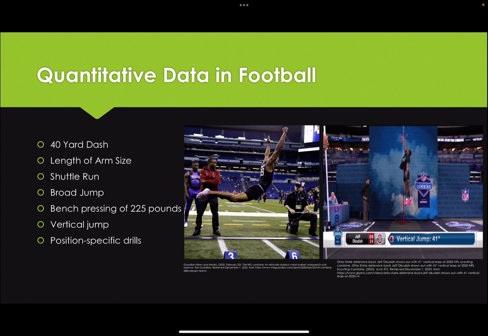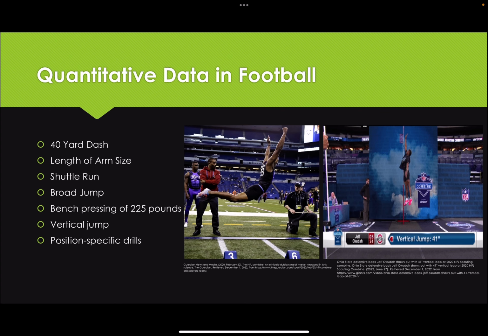All right, quantitative data in football is numbers, how they measure you. At the biggest stage, that's going to be the NFL and American football. They have a thing called the NFL Combine. So when you get to the Combine, they will time your 40-yard dash. They will measure your arm size. They will time your shuttle run. They will measure your broad jump. They can see how many times you can bench press 225 pounds. They will test your vertical jump, and you will do a lot of position specific drills.